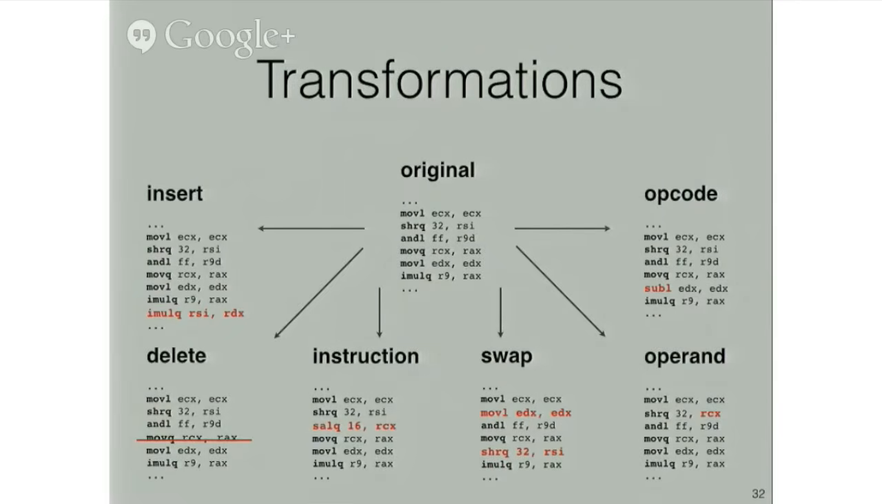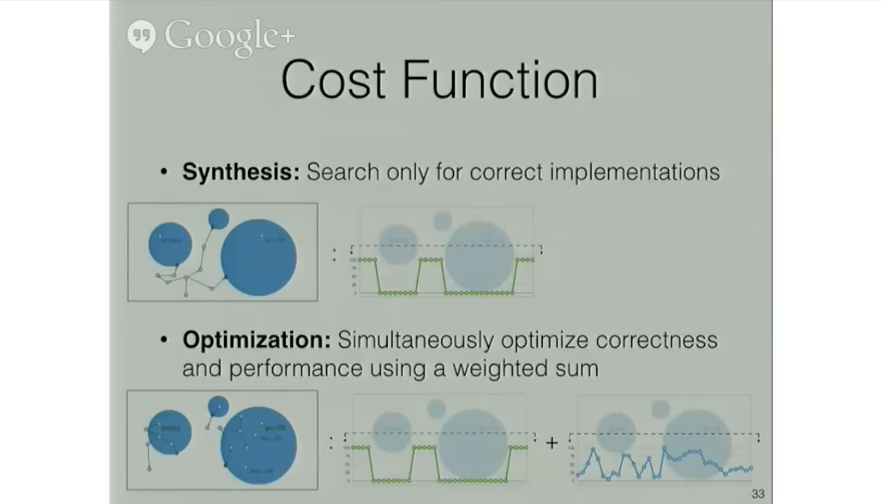Good. Now on to cost functions. Here I've shown the cost functions used in our implementation of Stoch. We use two, one for each phase. For synthesis, which is the search for regions of correct implementations, we use just the correctness function. Random walks start from an arbitrary point in the space, and they attempt to discover zero-cost correct rewrites, which we believe to be closely surrounded by other correct rewrites. That's these blue regions here, again.